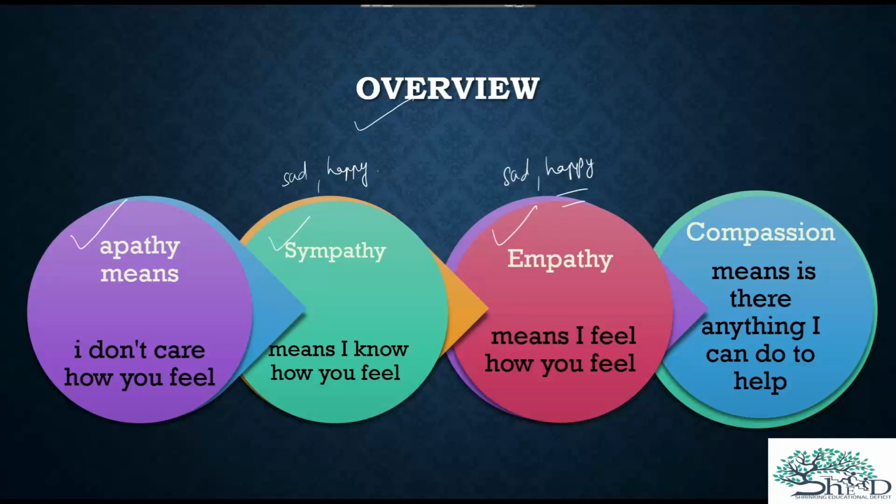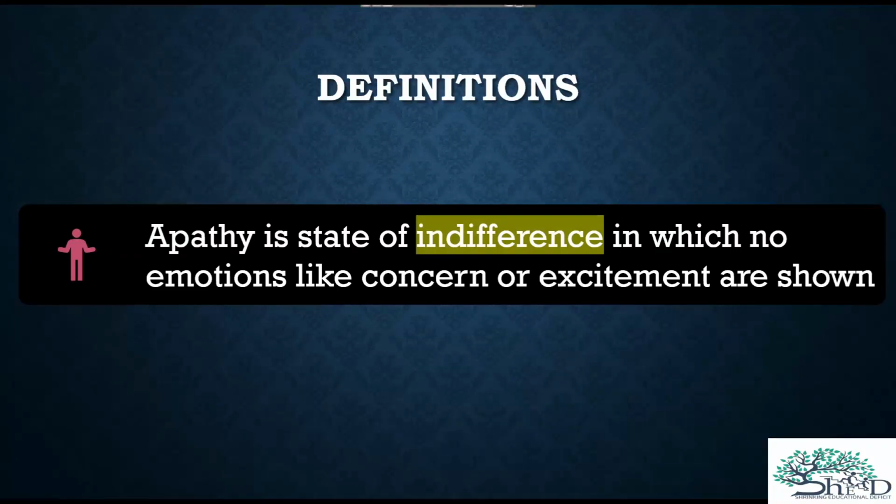Alright, empathy means you feel how somebody else is feeling. Okay, knowing how the other person feels is sympathy, feeling what the other person is feeling is empathy. Compassion is you will go and talk to the person, can I help you, or can I alleviate your problem, how can I help, how can I solve this problem. Okay, so this is the overview, a simple one line definition. Now we'll come to the technical definitions.